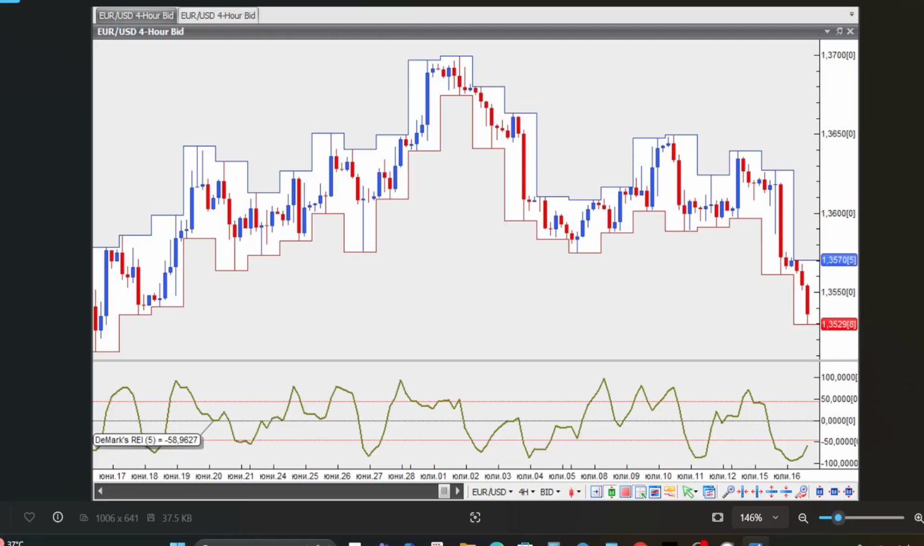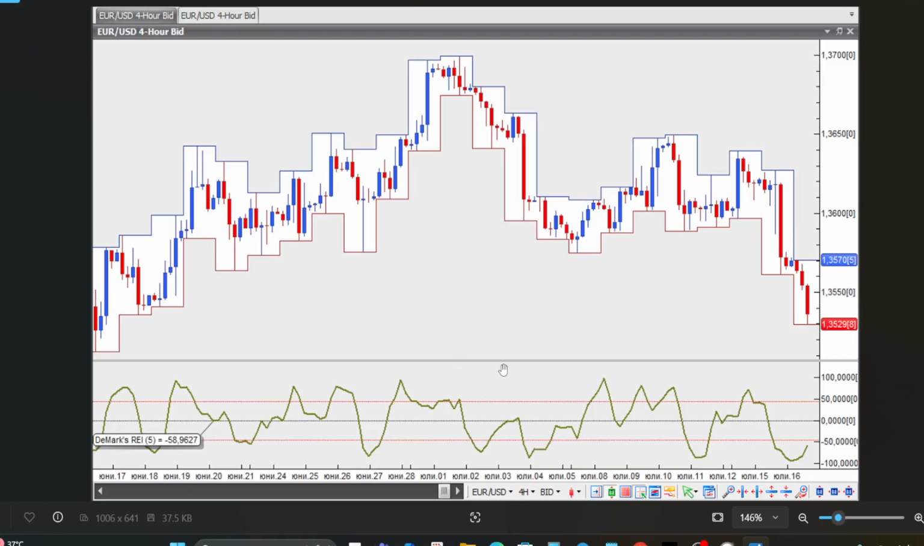So why should you use the range expansion index in your trading? Well, there are several reasons why this indicator can be a game changer, okay? One is early warning for breakouts. The range expansion index helps you identify when price volatility is increasing, which can be a sign that a breakout is imminent. Okay, so by catching these signals early, you can position yourself to take advantage of large price movements.